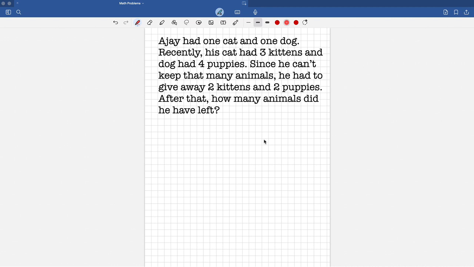Welcome to a new math problem. This problem is for primary school. If you are typically of grade 2 or 3, it's an ideal problem for you to try and solve. For anybody else, it might look quite straightforward, but there's actually a small trick that's there.